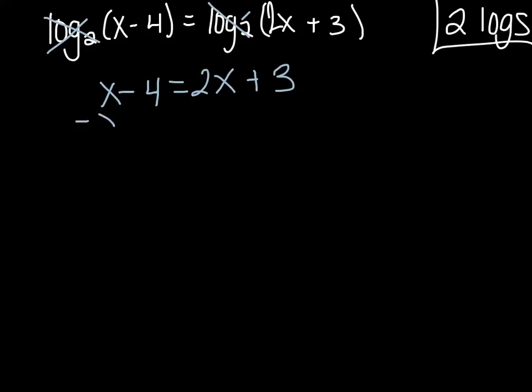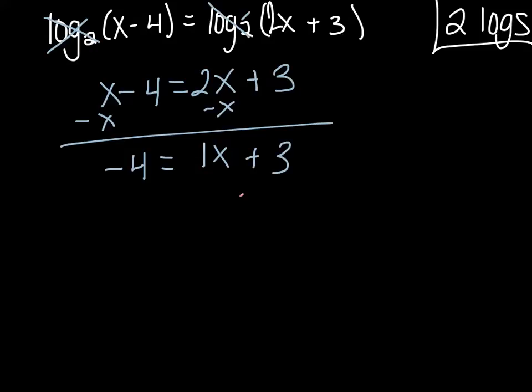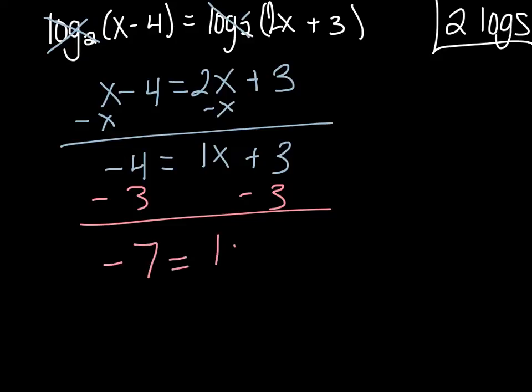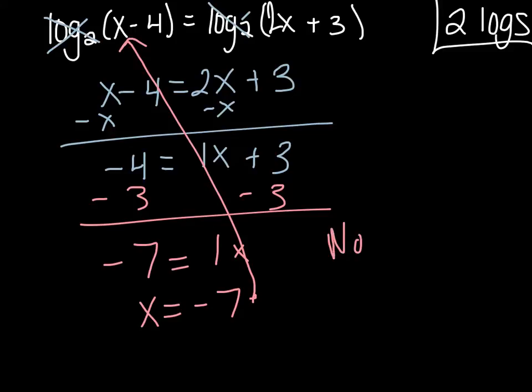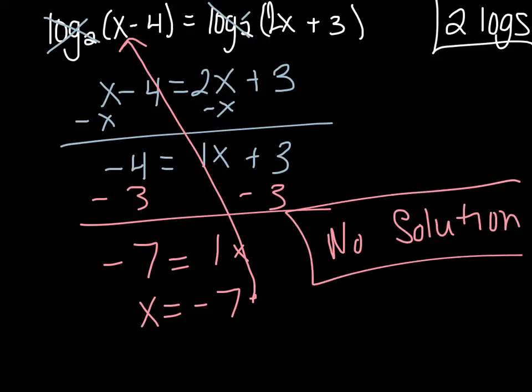So I'm going to subtract x to the other side, so I have negative 4 equals 1x plus 3. Then I'll subtract 3 to the other side, and I get negative 7 equals 1x, therefore x equals negative 7. Well, here's a problem. When I plug in for logs, they cannot be negative, so if I was to plug this 7 in right here, I can't take the log of a negative number, so in this case, I would have no solution. If that was a positive 7, then I would have a solution.